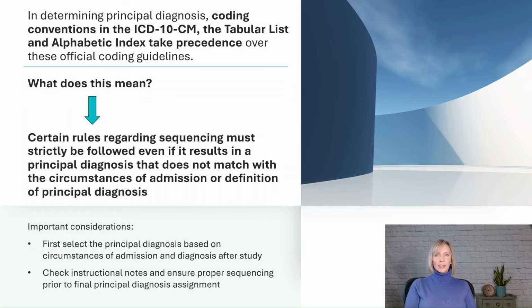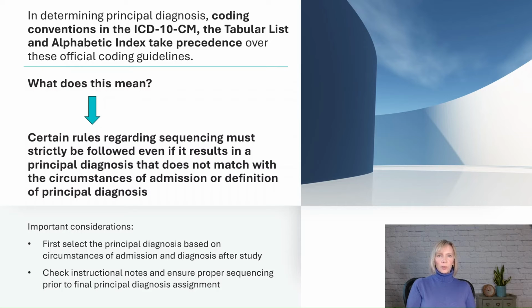Our last consideration when determining the principal diagnosis is to review any coding conventions in the tabular list or alphabetic index that direct sequencing, since these instructions do take precedence over the official coding guidelines. This means that any rules regarding sequencing must strictly be followed, even if it results in a principal diagnosis that does not match with the circumstances of admission or definition of principal diagnosis.